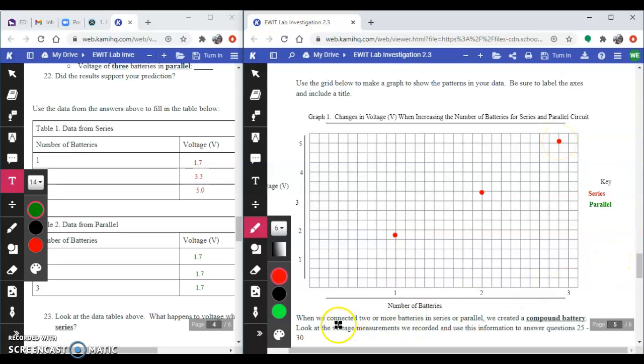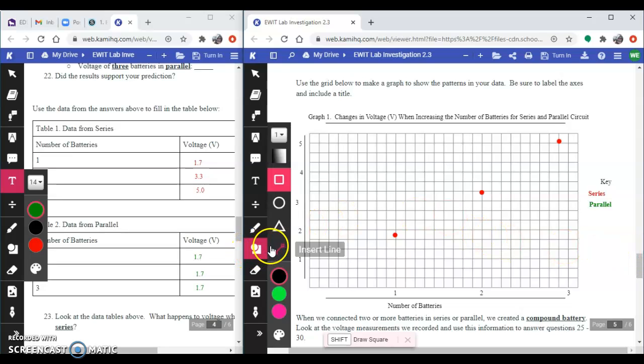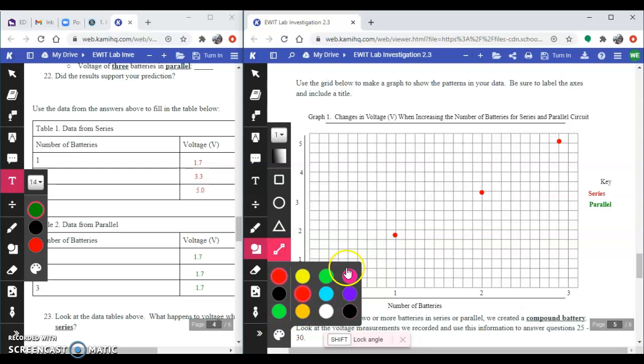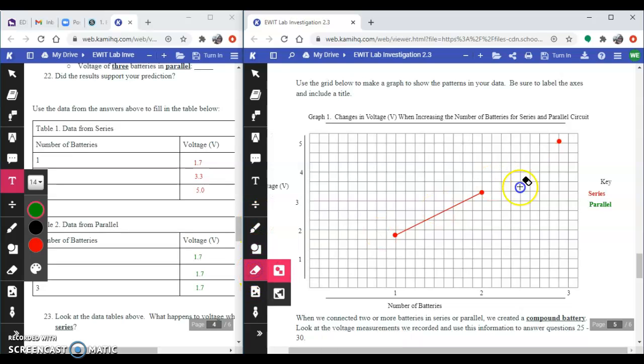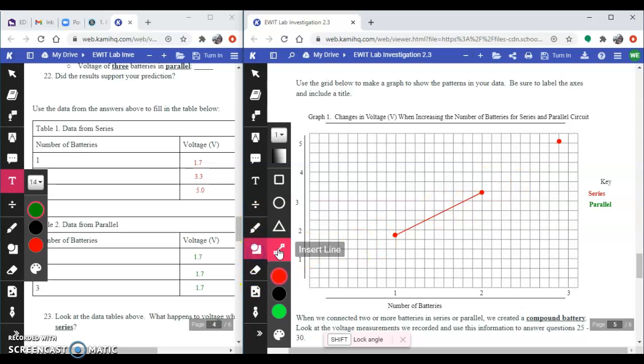So now that we have our points plotted, we can go to shapes and click line. Make sure you click red, and now we can connect our dots. So we're going to connect this one to this one, and for 2 batteries up here. Okay, so let me fix that. That does not look good. So I can go to my eraser if you don't like yours, and then shapes again, the line. So now I'm on that dot a little bit better. So you can see how it's increasing.